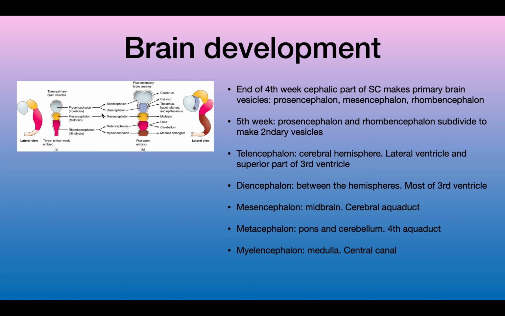So you can see here. So first is the prosencephalon, mesencephalon, rhombencephalon. Prosencephalon will make the telencephalon and diencephalon. Mesencephalon stays the mesencephalon. And the rhombencephalon will make the metencephalon and the myelencephalon. And as you can see here, metencephalon will make the pons and cerebellum. And diencephalon will make all of these structures.